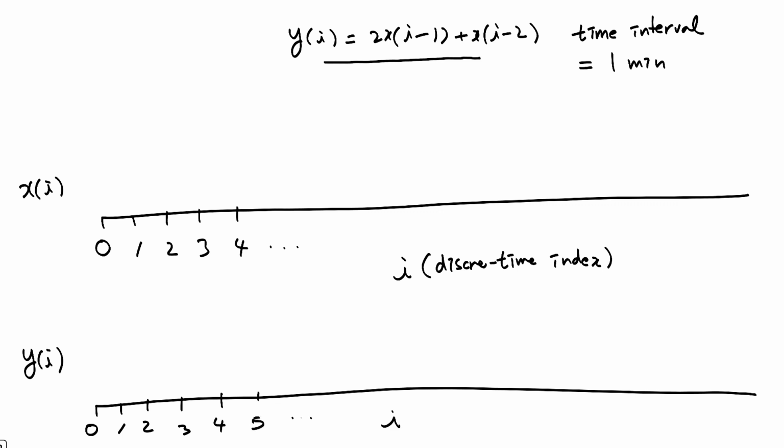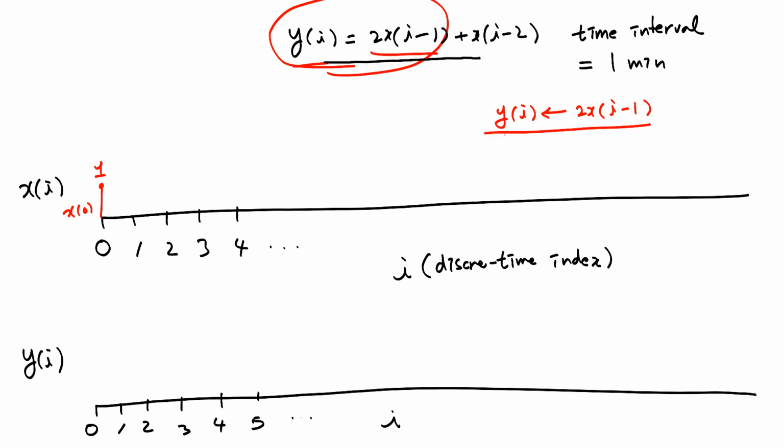Let's say we have value 1 at time 0 for x. So at time 0, we have x of 0 value, which is 1. Now, from this expression, we know that y of i is contributed by 2 times x of i minus 1. Or you can say y of i plus 1 is contributed by 2 times x of i. These two expressions are saying the same thing.